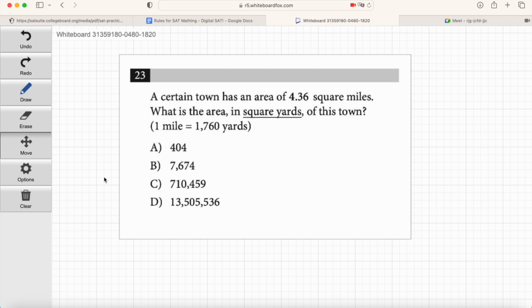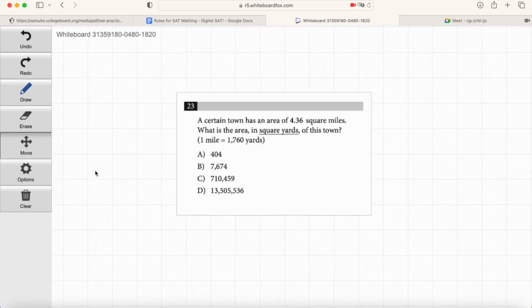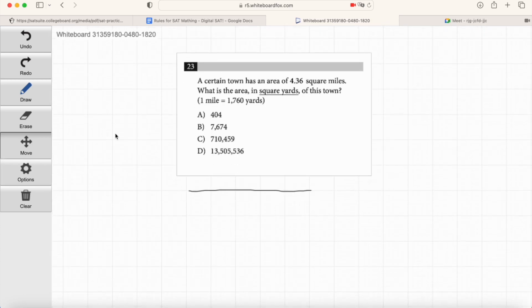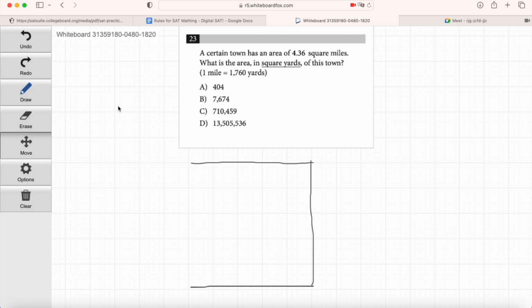I want to start, once again, this is a geometry question. Let's just draw a picture of this town. Let's start there. You just make it a square. Yeah, so we'll make a square town. We know the square miles. But go and draw a picture of this. Why not make it a square? There you go. Great. And we know the area is 4.36 square miles.